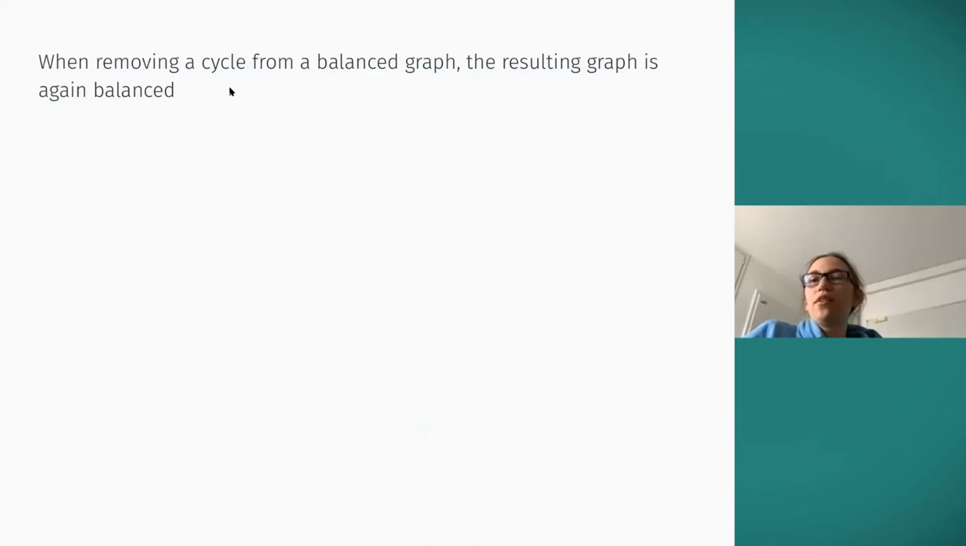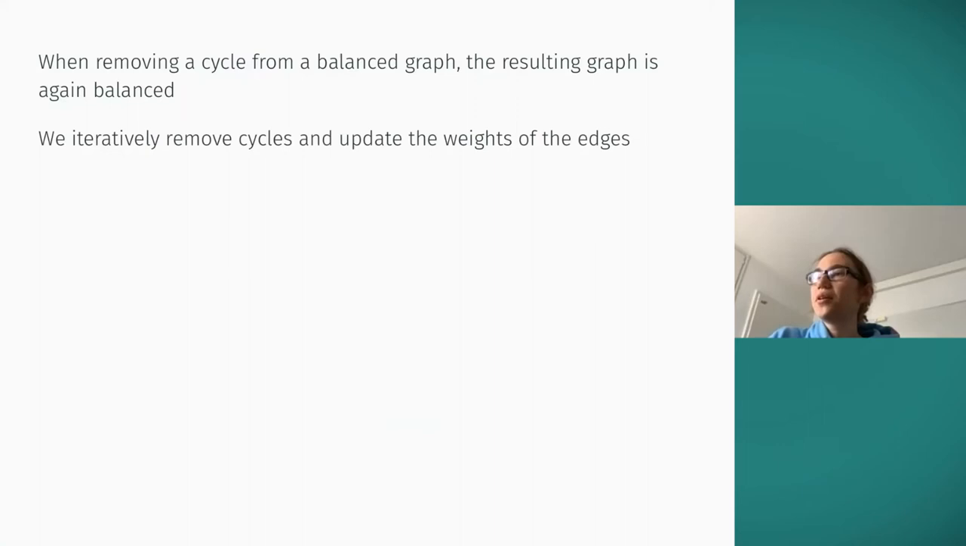So one observation is that when you take a balanced digraph and remove a cycle, the resulting graph is again balanced. That's very obvious, right? Because you remove one in-edge and one out-edge at all the vertices that the cycle touches and nothing at the others, so you are guaranteed to keep the balancedness condition. And what we're going to do is iteratively remove cycles.